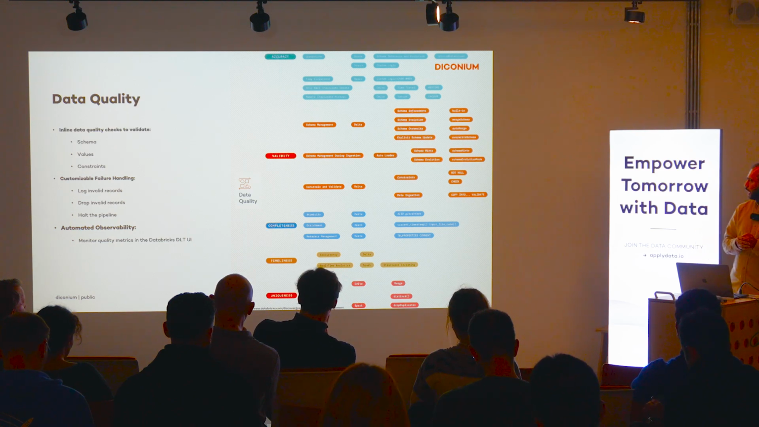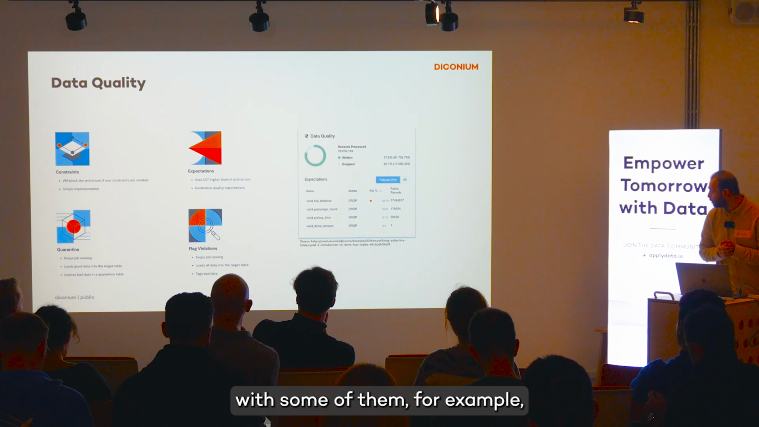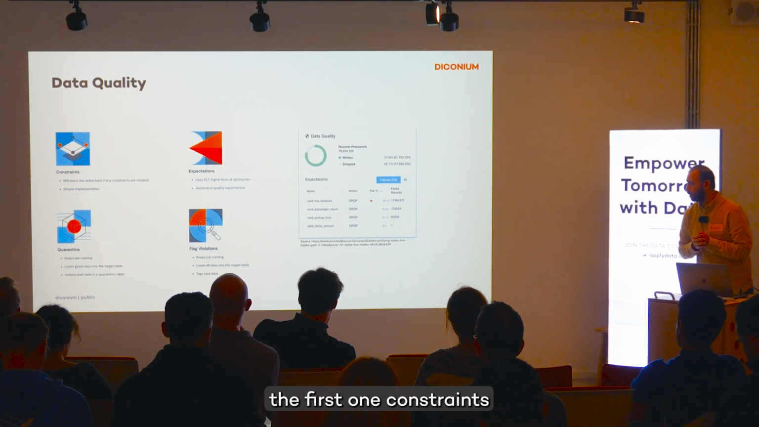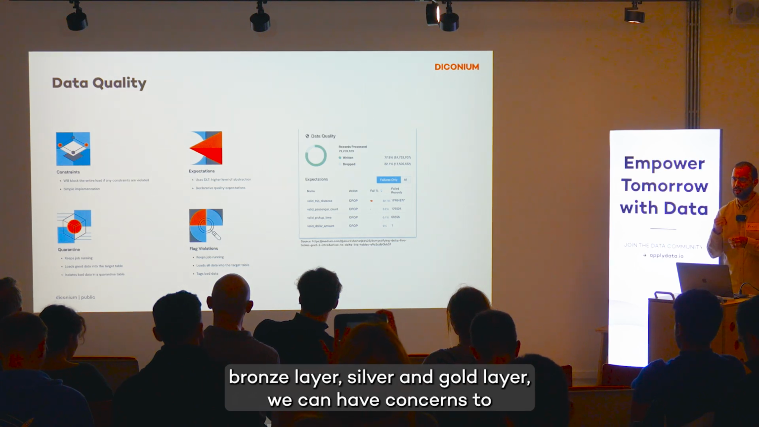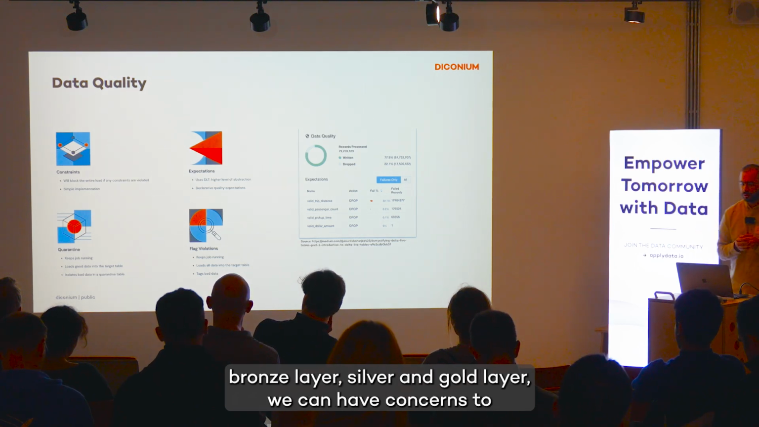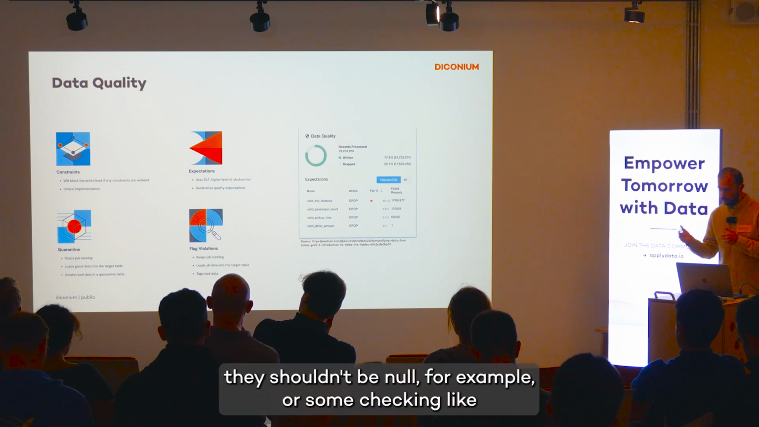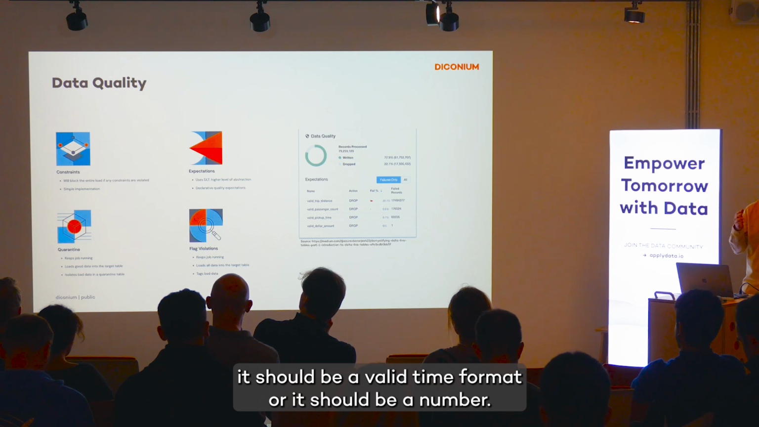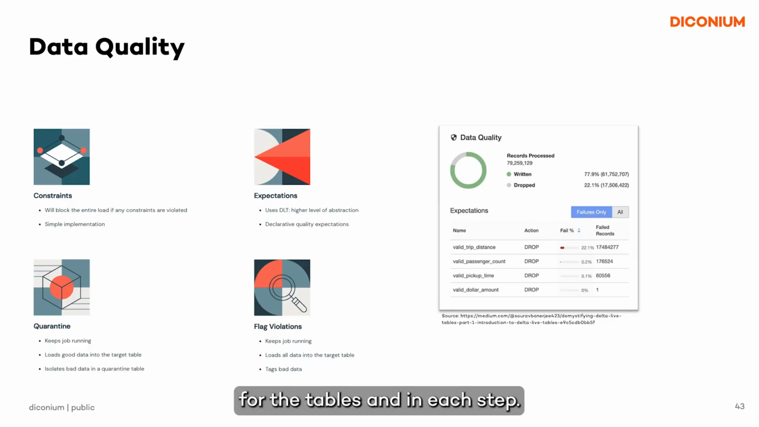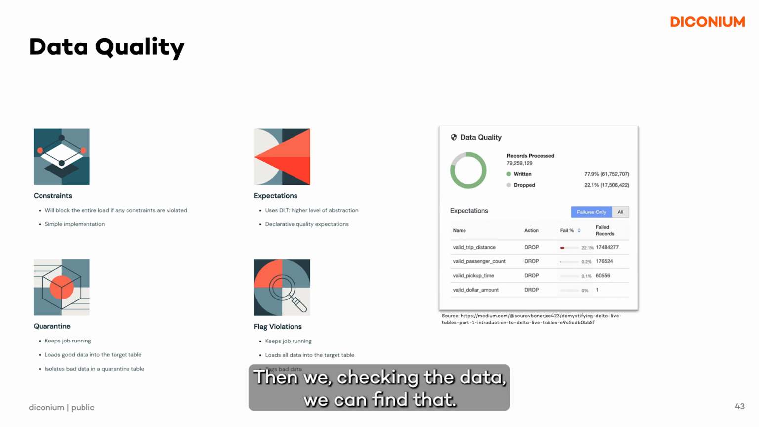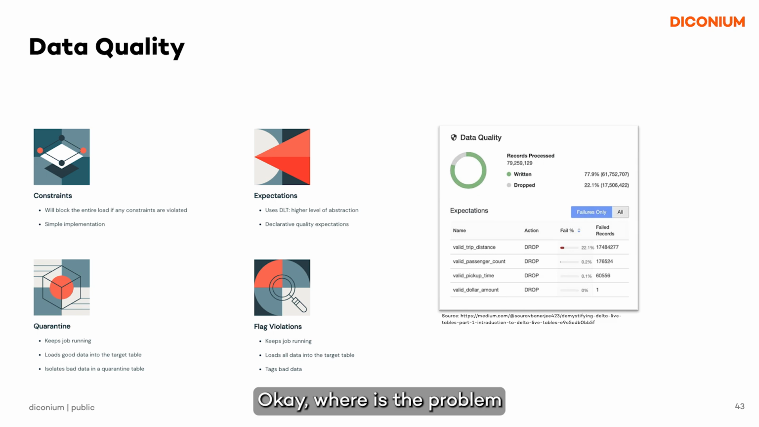So now we are going to read some of them. For example, the first one, constraints that we can have for our layers, every layer: bronze, silver, and gold. We can have constraints, like they shouldn't be null, or some checking, like it should be a valid time format, or it should be a number. We can define all of them on column levels for the tables, and in each step, when we are checking the data, we can find out where the problem is.